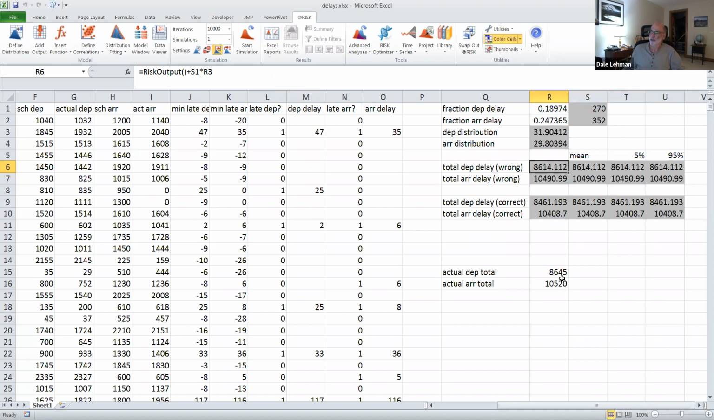And just for information here, the total number of minutes, since I have 0, 1 cells for whether it's delayed, I can just multiply some product of L times M to get the total departure delays, and this one, N times O, to get the total arrival delay minutes. So these are actuals. And let me go ahead and run this.